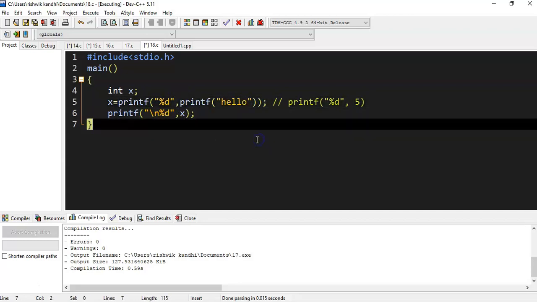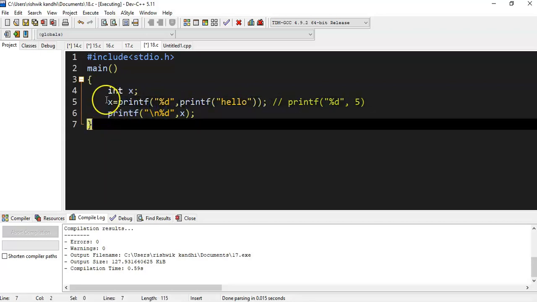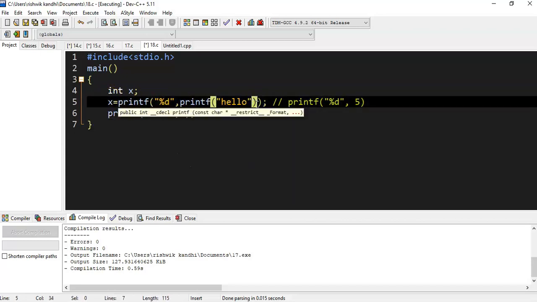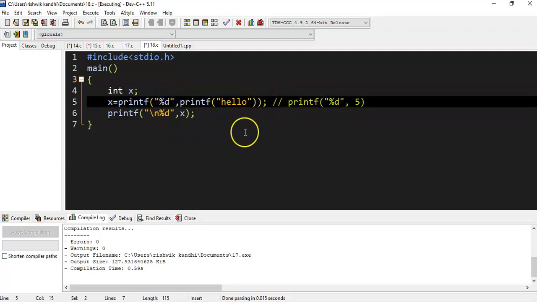After that, I want to print this x value. What this outermost printf function returns is the x value that I am printing in the next statement. So like this, you can take any number of printf functions separated by comma, but the final return value of the printf function would be the number of characters placed in the first double quotes.